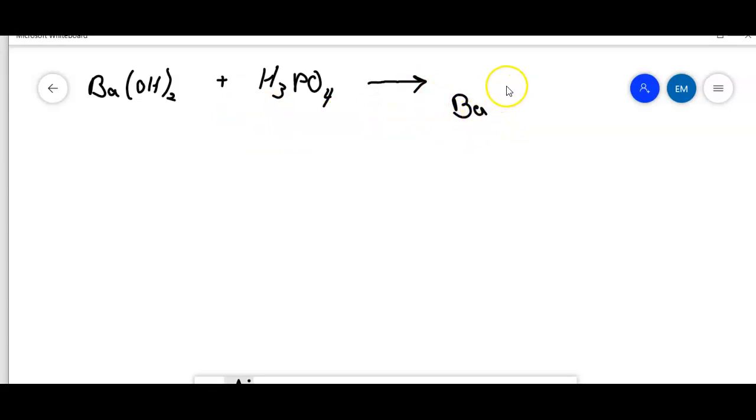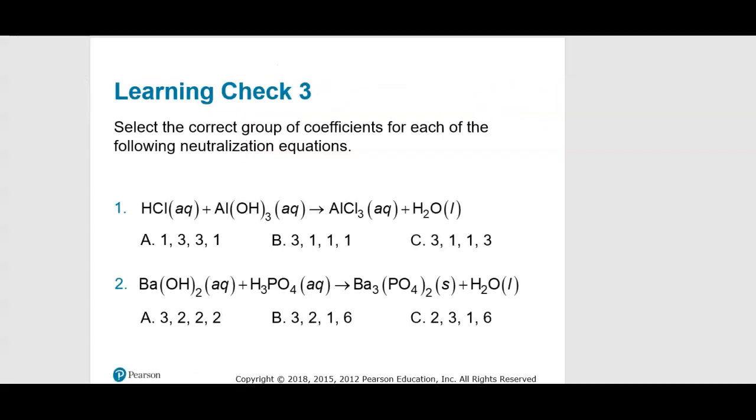So it's going to be barium phosphate, 2 barium, so it should be Ba3(PO4)2. The phosphate is 3 minus, barium is 2 plus, so 3 times 2 is 6, 2 times 3 is 6, so that looks like it's okay. And then you're going to have water. And of course, this barium phosphate is not going to be soluble. It will be solid.